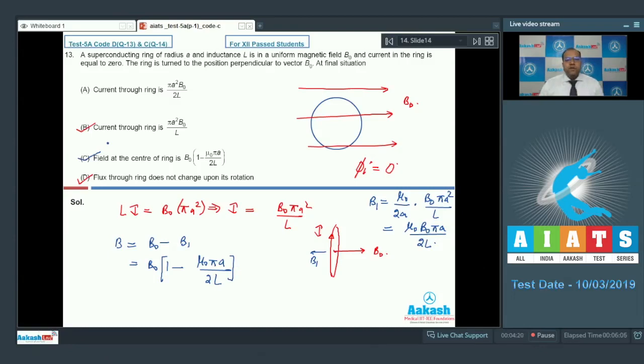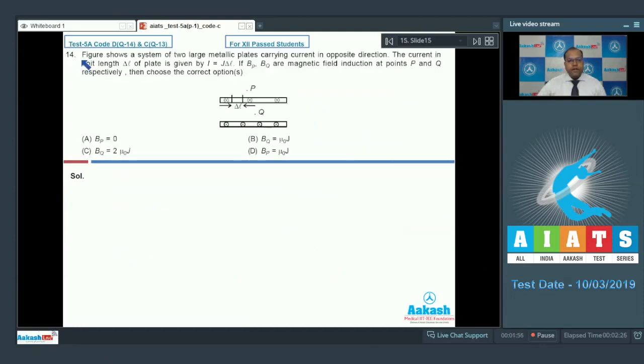Let's move to question number 14. In question number 14, figure shows a system of two large metallic plates carrying current in opposite direction. The current in unit length delta L of plate is given by I is equal to J into delta L, means the current per unit length is J. If BP and BQ are the magnetic field induction at points P and Q respectively, then choose the correct options.